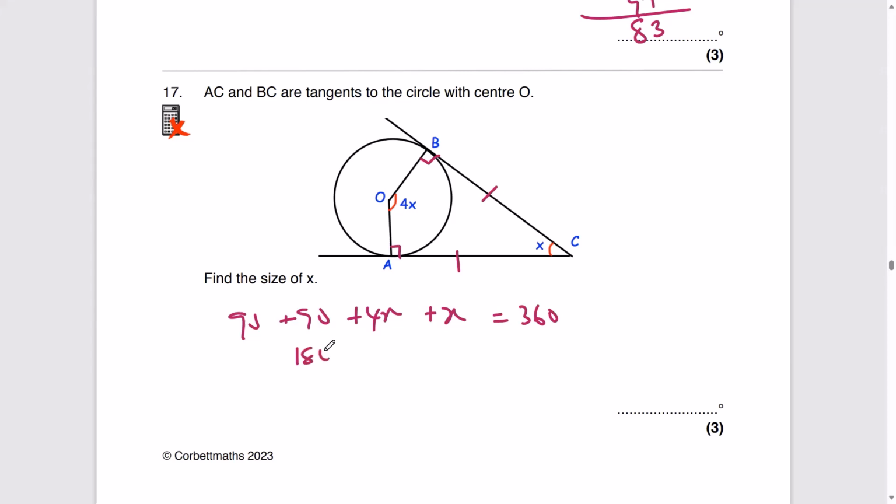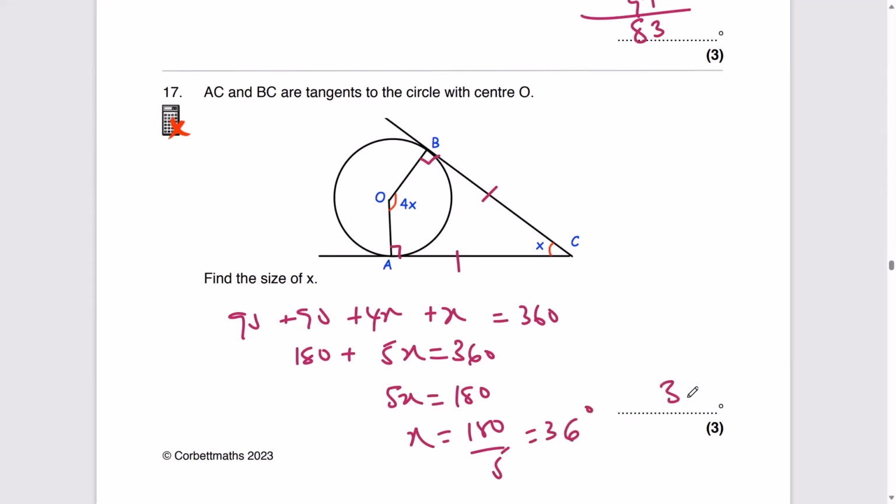So this 180 plus, you add this one, that's 5x plus 360. And subtract 180 from both sides. That's going to be 180. And divided by x by 5. Now that will be 36 degrees. Is that what you got? Yes. You're 36 degrees.